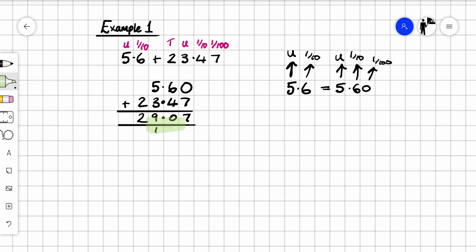That answer hopefully makes sense. You should hopefully have a bit of an estimation of an idea of what you're going to be expecting. Because if I'm doing 5 point something plus 23 point something, well 5 and 23 is 28. So my answer is going to be a bit bigger than 28. So 29.07 appears to be quite reasonable.